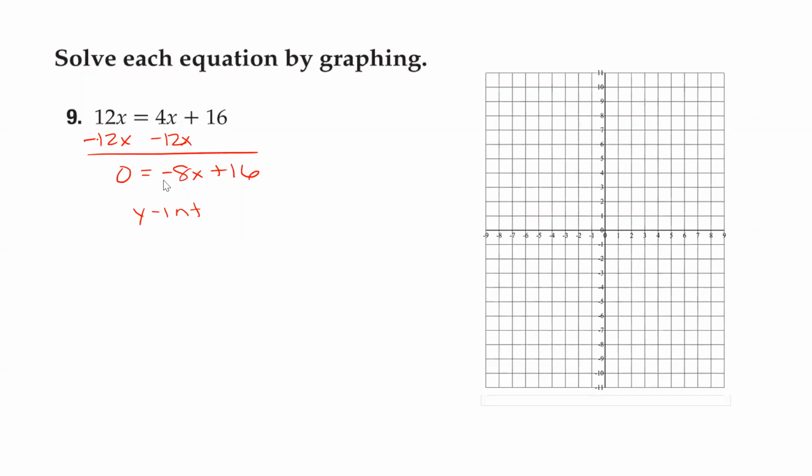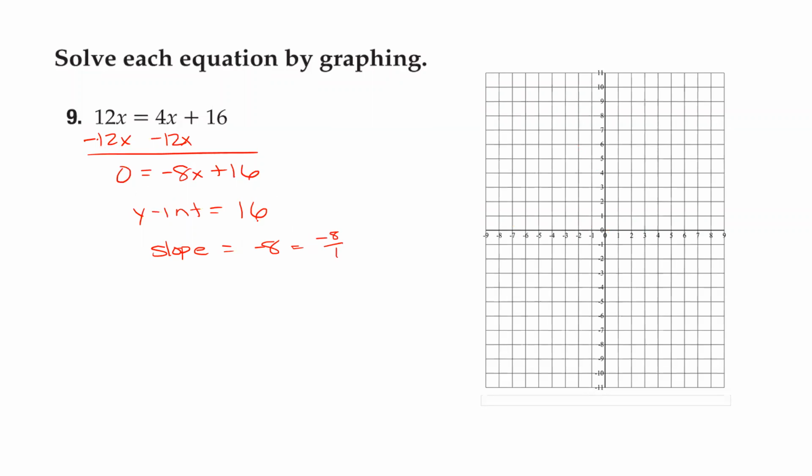Okay, so what I would first do here is subtract 12x from both sides, and I would get 0 equals negative 8x plus 16. So I subtracted 12x from both sides, and that left me with 0 equals negative 8x plus 16. So it's in slope-intercept form. So my y-intercept is equal to positive 16, and my slope is equal to -8, or -8 over 1.